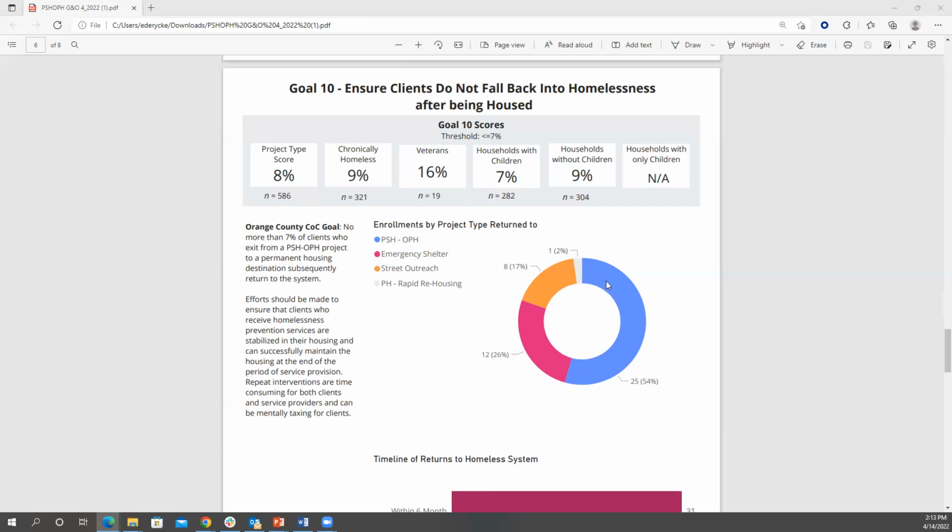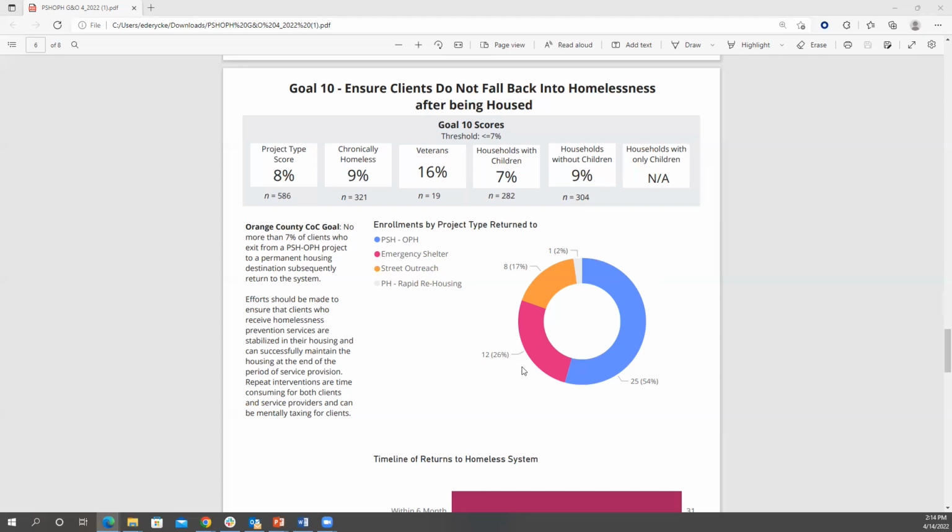So 54% return to permanent supportive housing or other permanent housing. Again, this is related to goal 1 that I mentioned earlier. This is probably due to an error with either the client's exit date from the first enrollment or the entry date with the second enrollment. Because if they're within 14 days of each other, that would not be counted as a return. So those clients would not be showing up here. So again, review that data and make sure that's accurate for your clients.